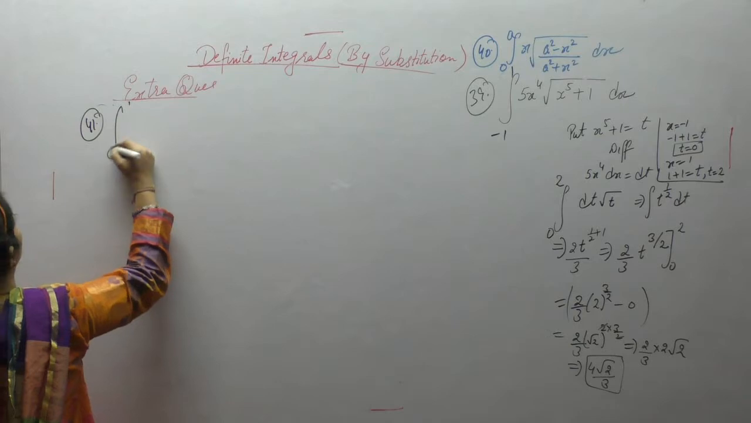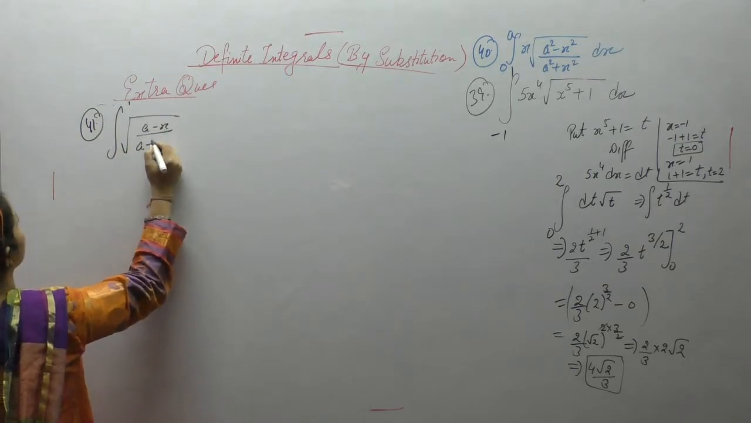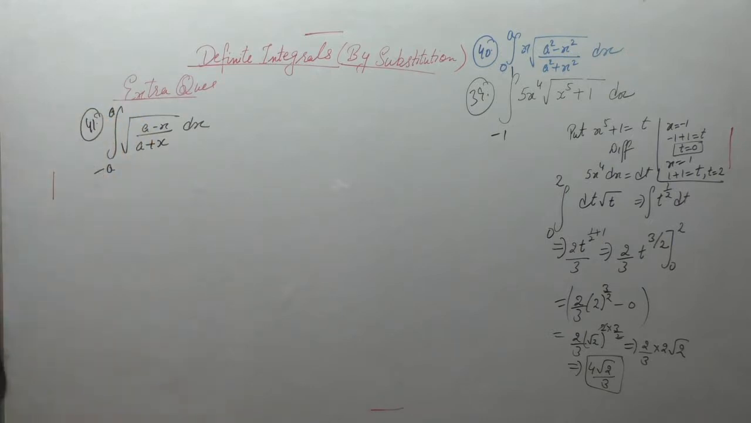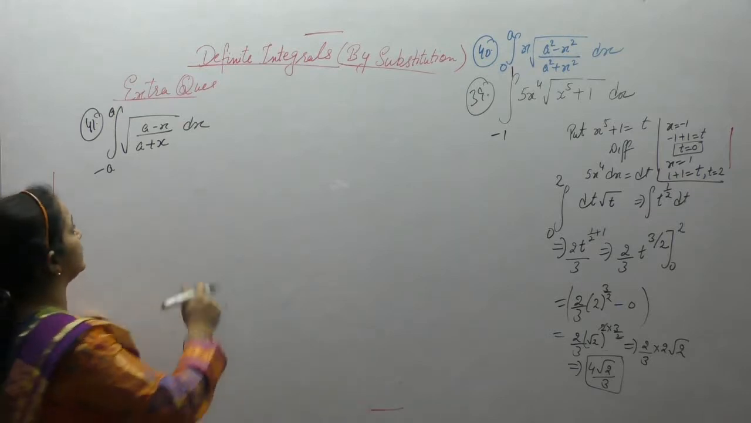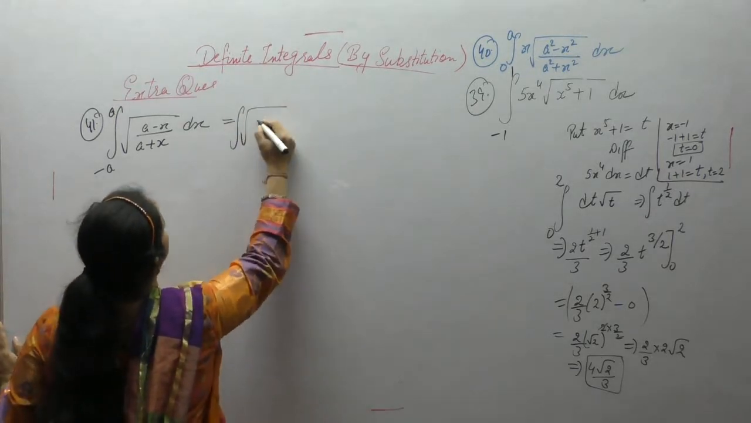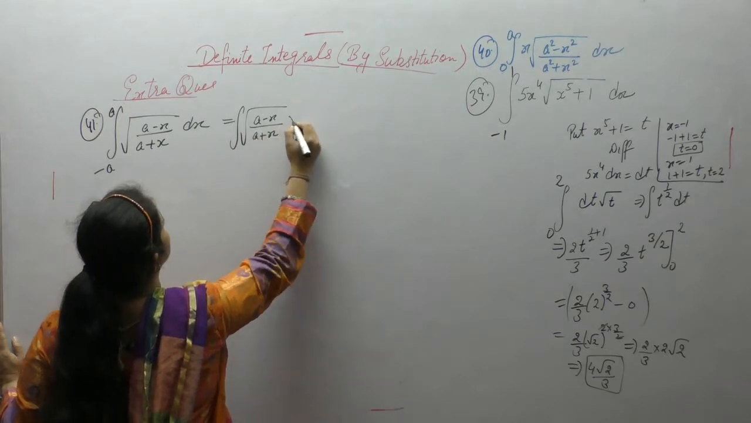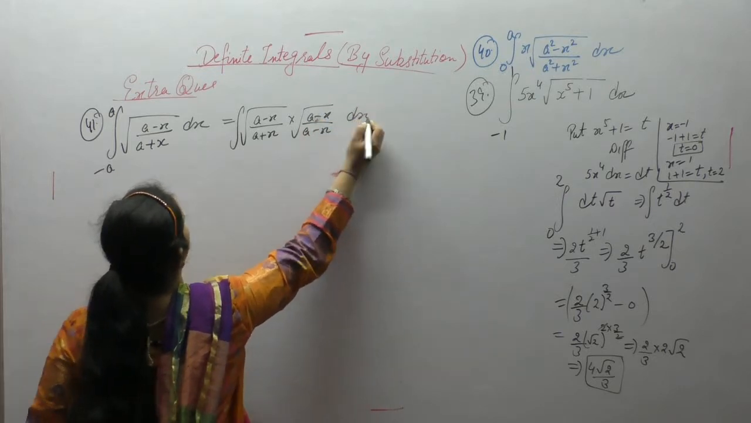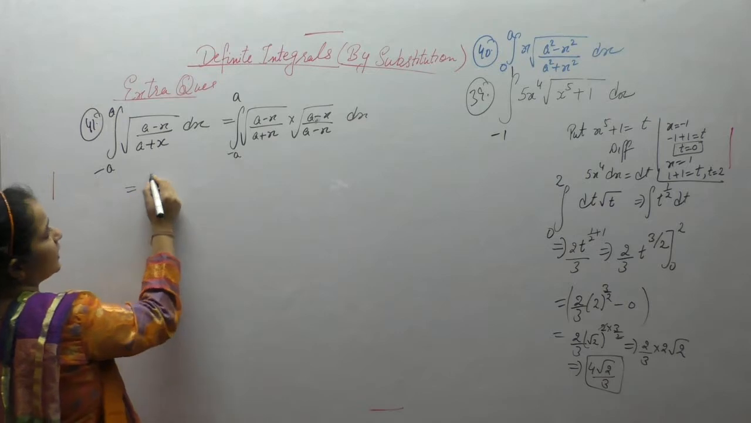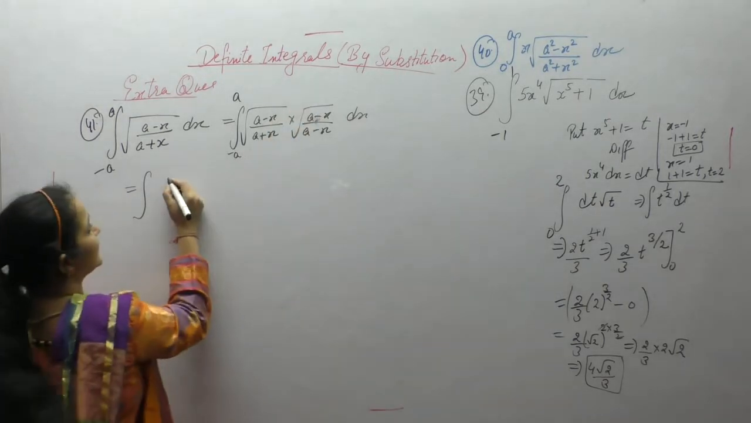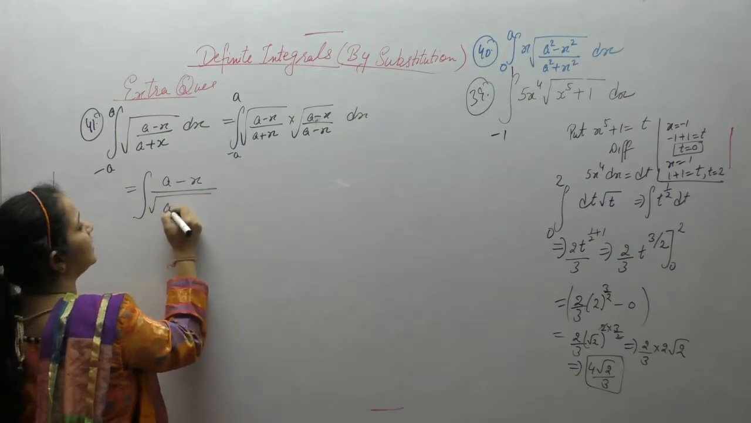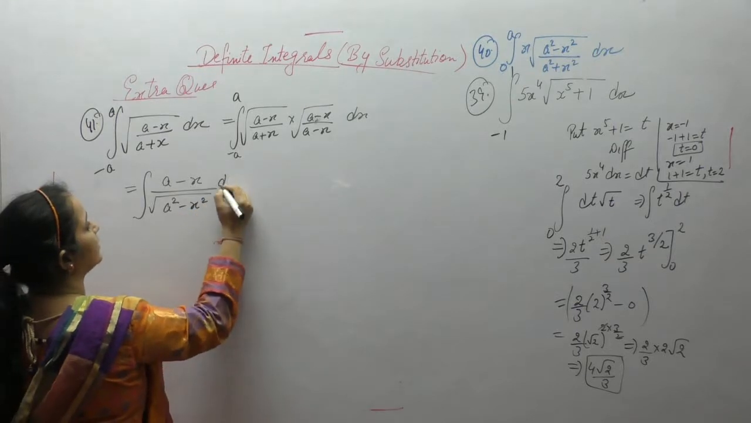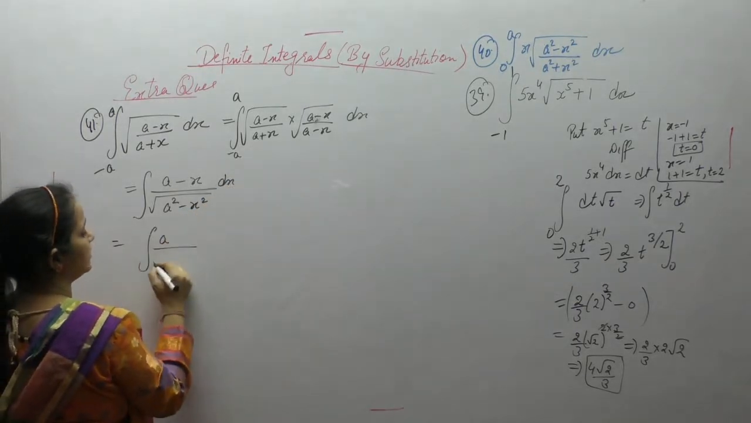Next one is the integral of square root of a minus x upon a plus x, and the limit goes from minus a to plus a. First rationalize it to remove the square root. Square root of a minus x upon a plus x, multiply by the square root of the same term, then the square roots cancel. A minus x upon a plus b into a minus b, which is a square minus b square. Separate the terms.